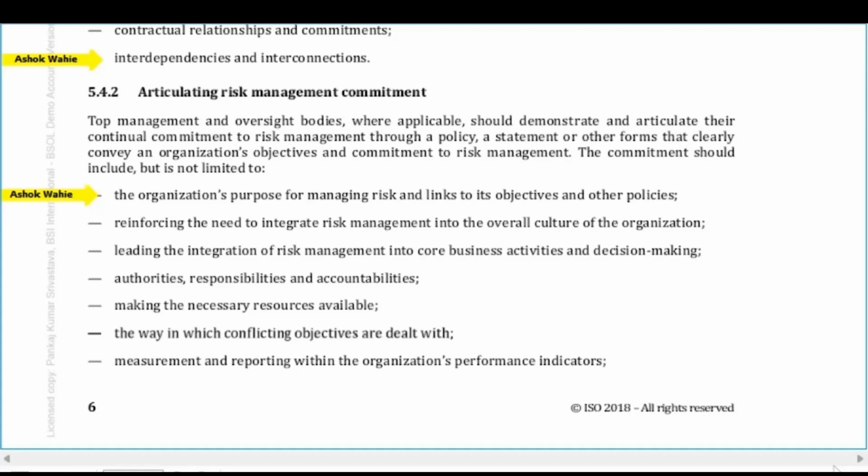Then the next commitment is, how do you provide a commitment by ensuring the integration of risk management into the core business activities and decision making? So, what are the core business activities? Okay, so you may be into engagements, client services, products, services. So, there are many core processes. How have you integrated risk management into those core functions, business activities, and decision making?